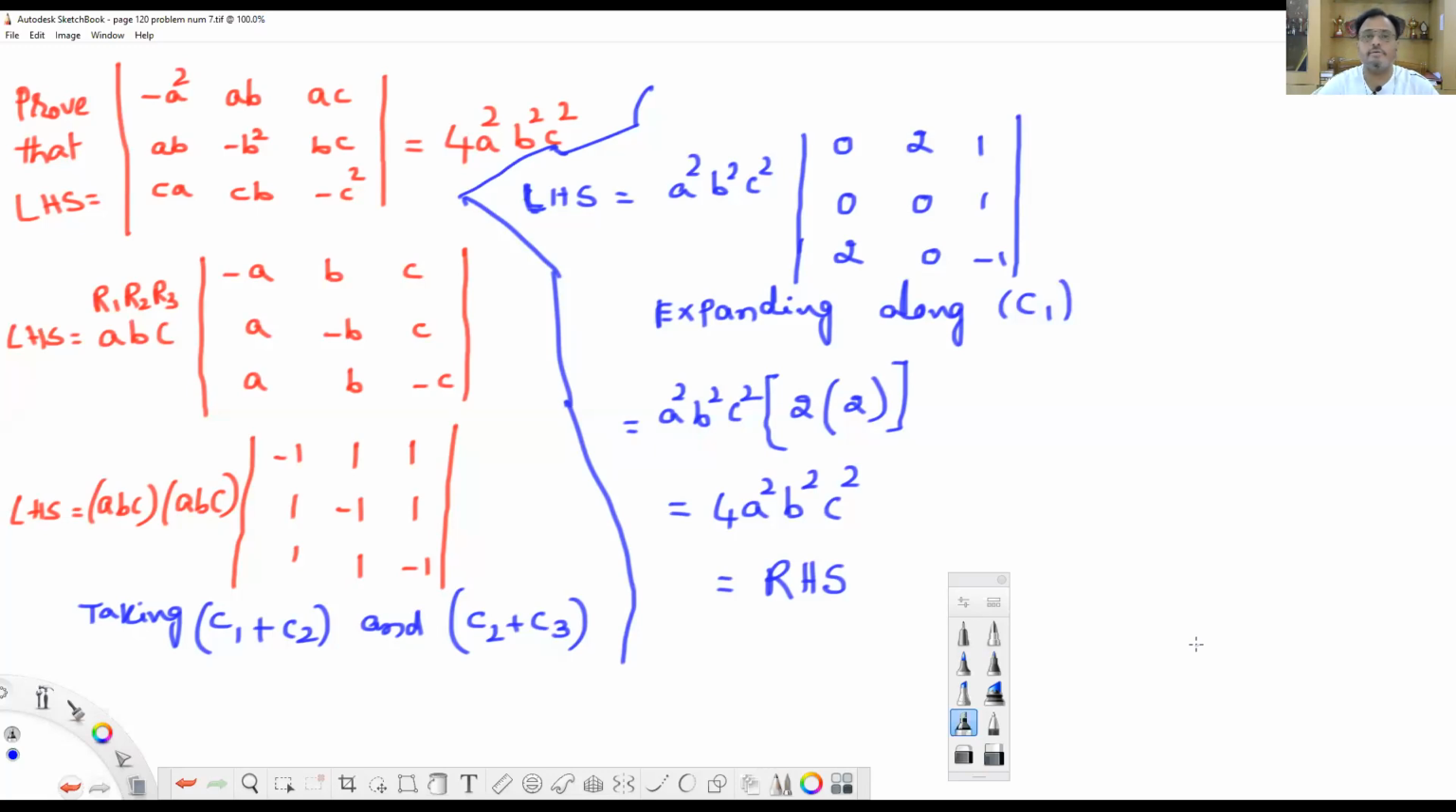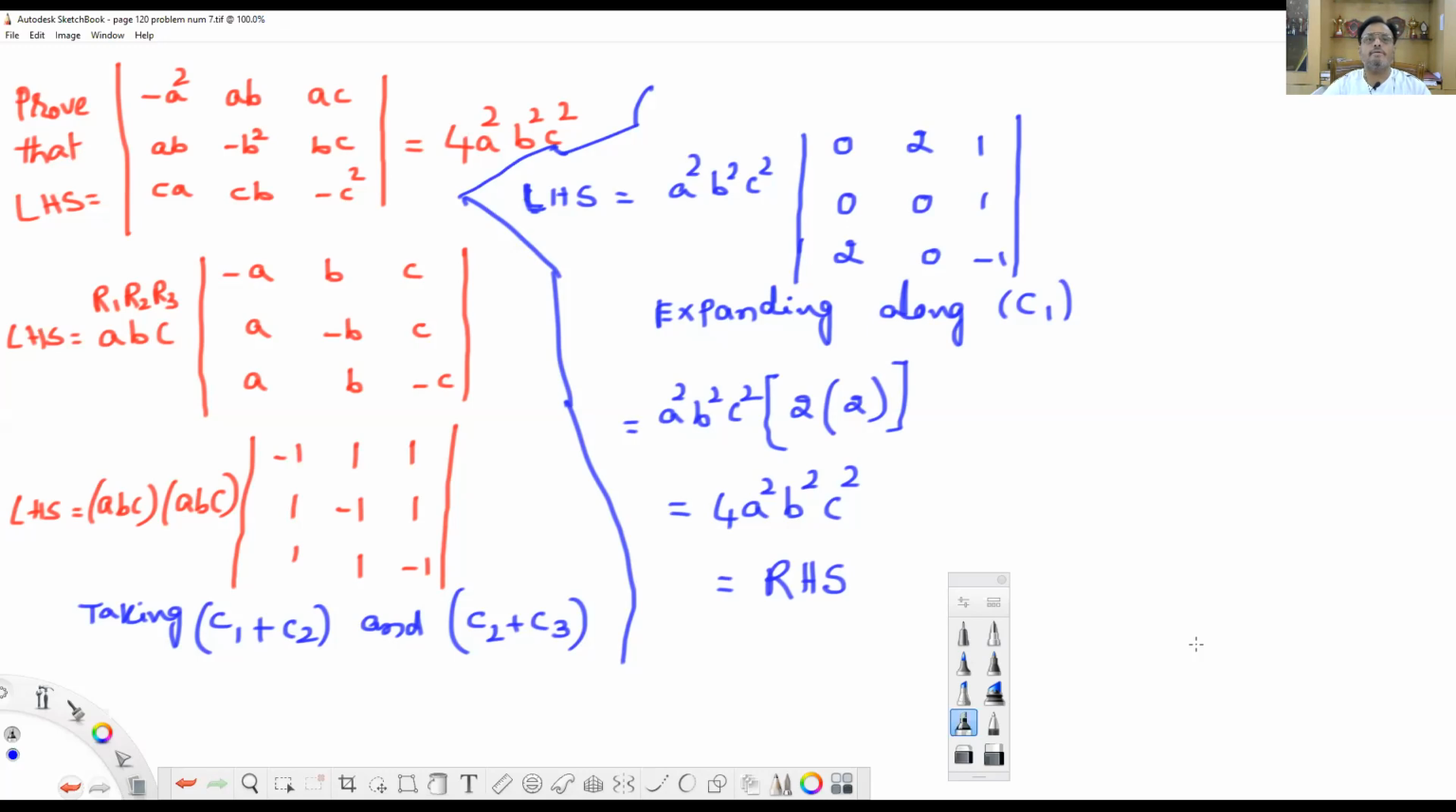So far we have discussed all the properties of determinants. Before solving problems using properties, once again we revise all the properties. So the number one, if the rows and columns are interchanged, the value of the determinant is not altered.